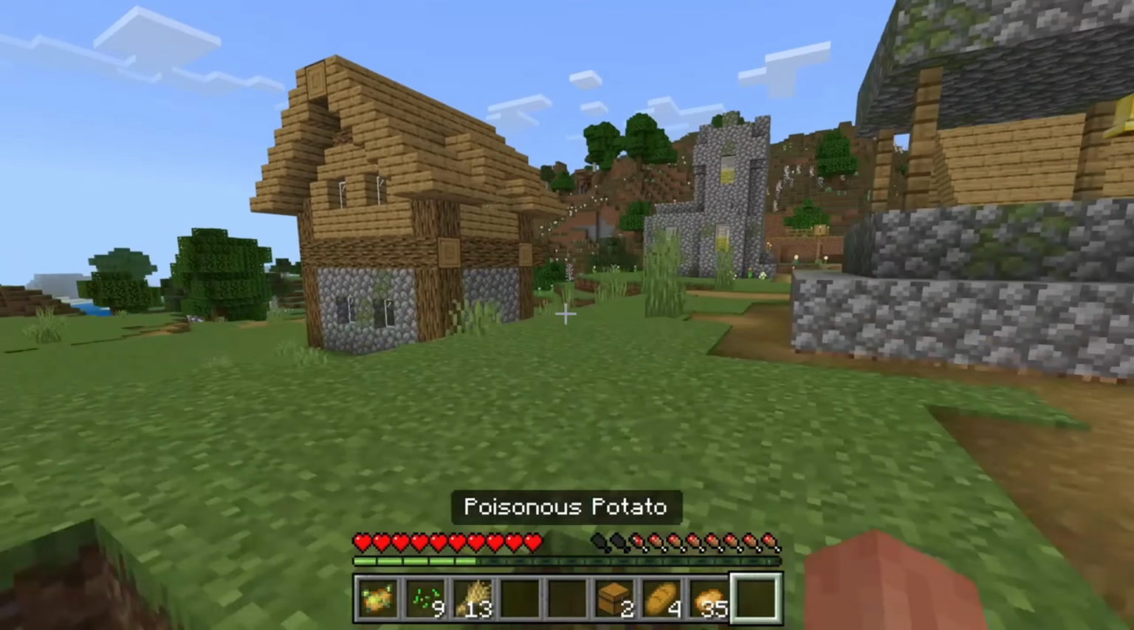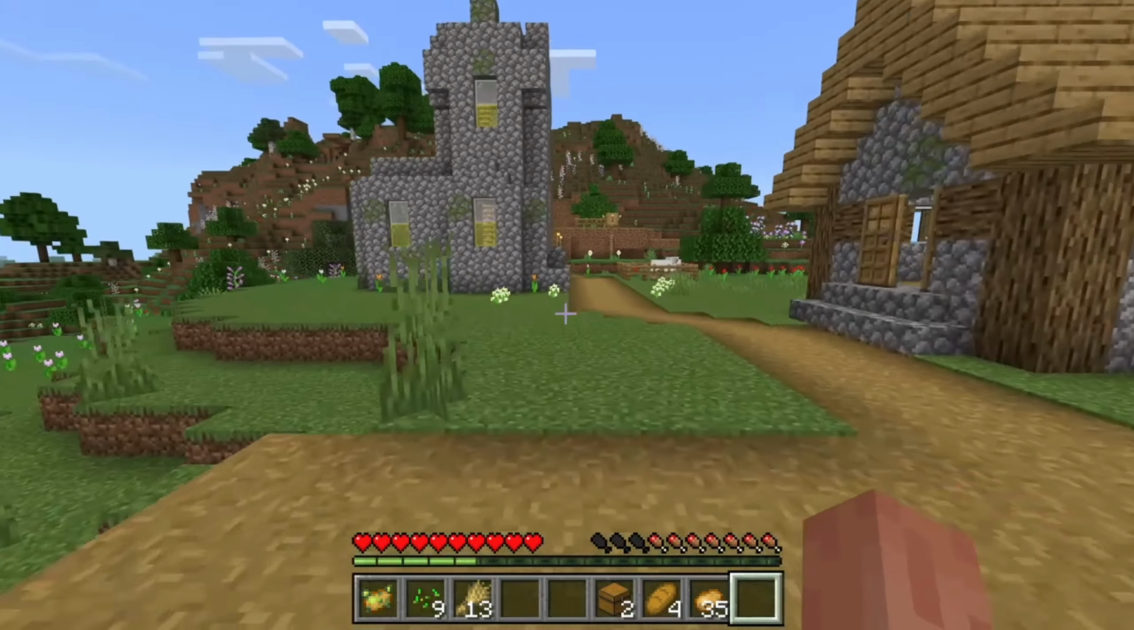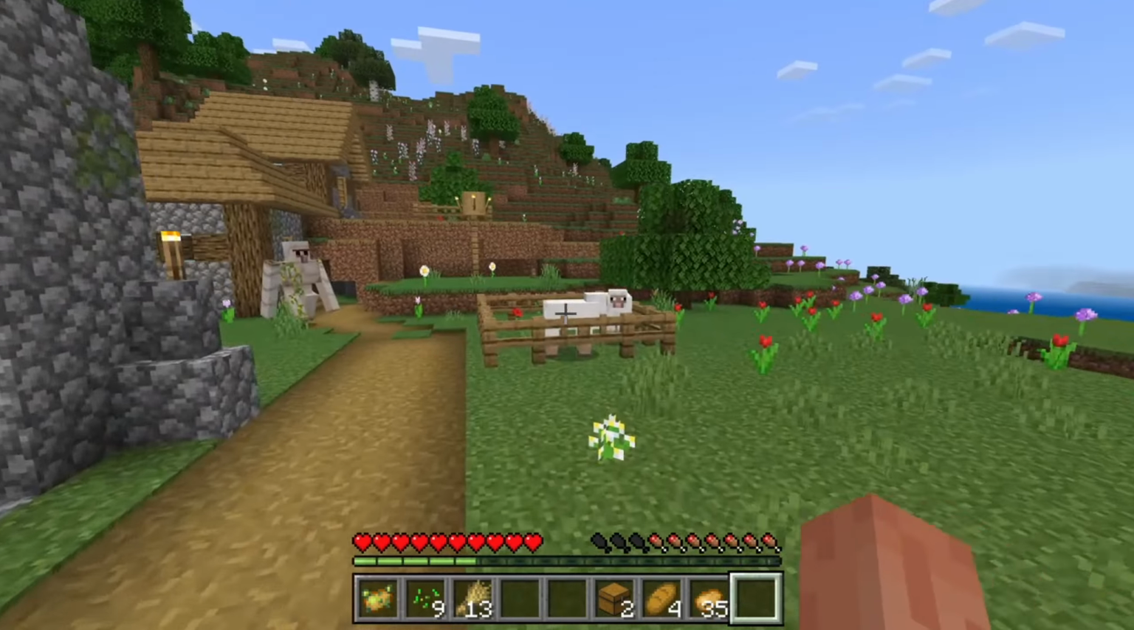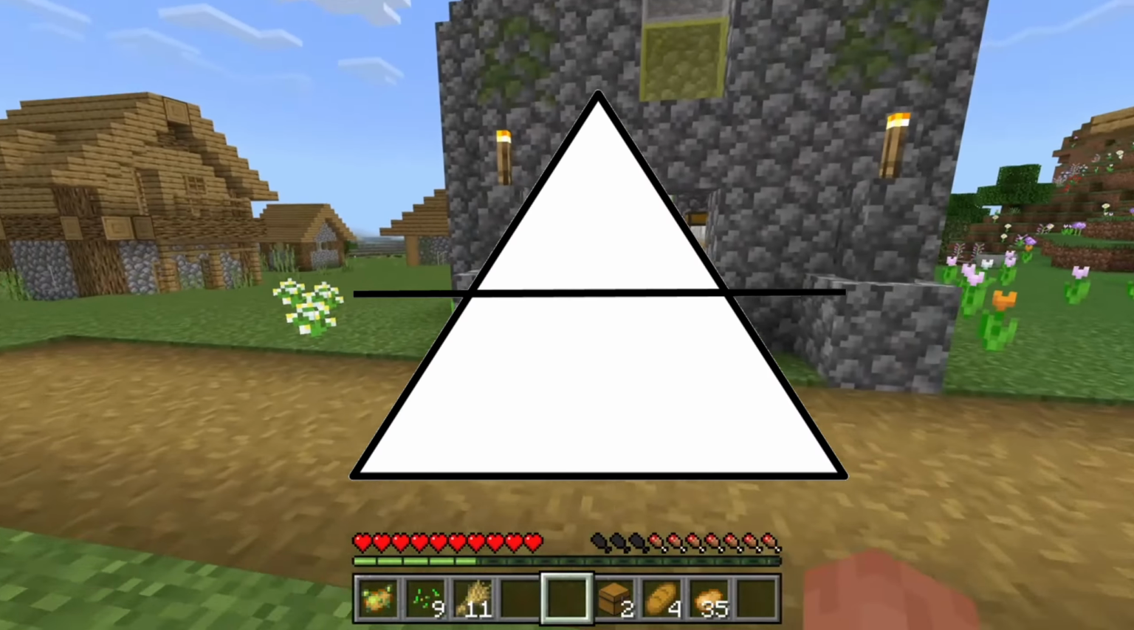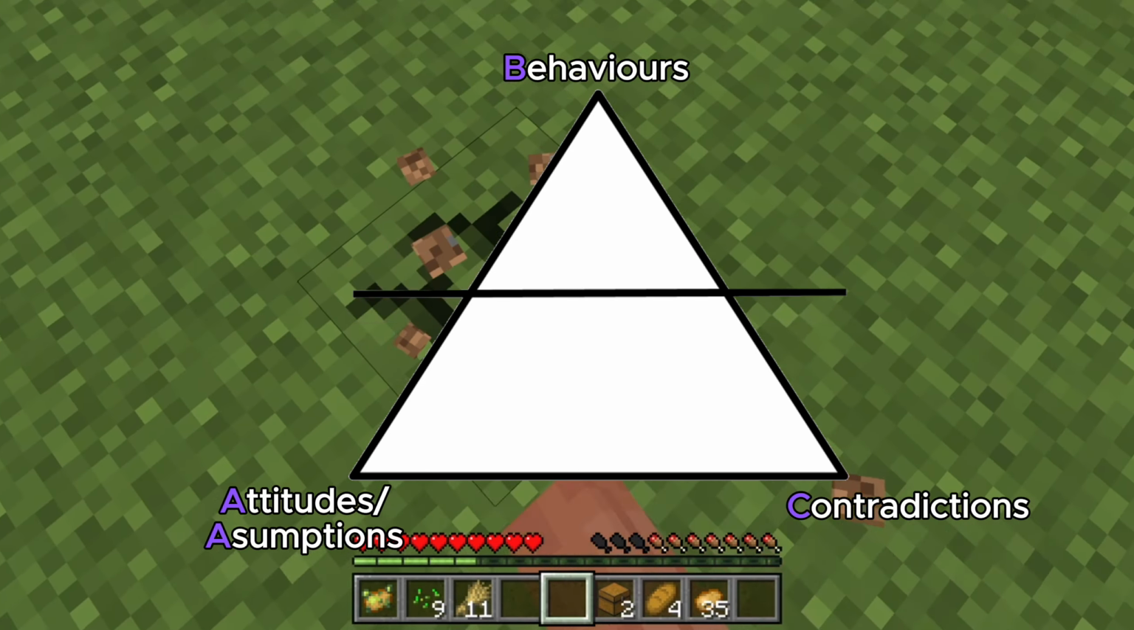Galtung's triangle is personally one of my favorite models in global politics, simply because of how useful it is with anything relating to conflict and how relatively easy it is to learn. You can just remember your A, B, C's.